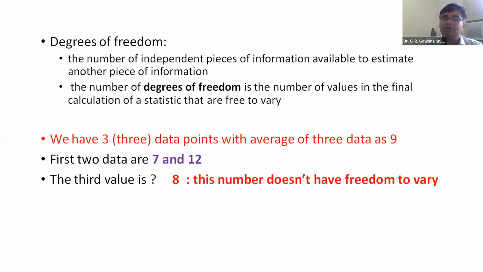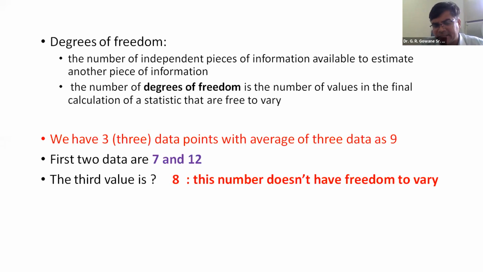Why? Because if you already know the average of your data, and if you know two data points, then you do not have a choice for the third data point. Okay, the third data point, that is 8, doesn't have freedom to vary. It cannot vary. However, the first two data points can vary. So for my data with three observations, the degrees of freedom is 3 minus 1, so 2.